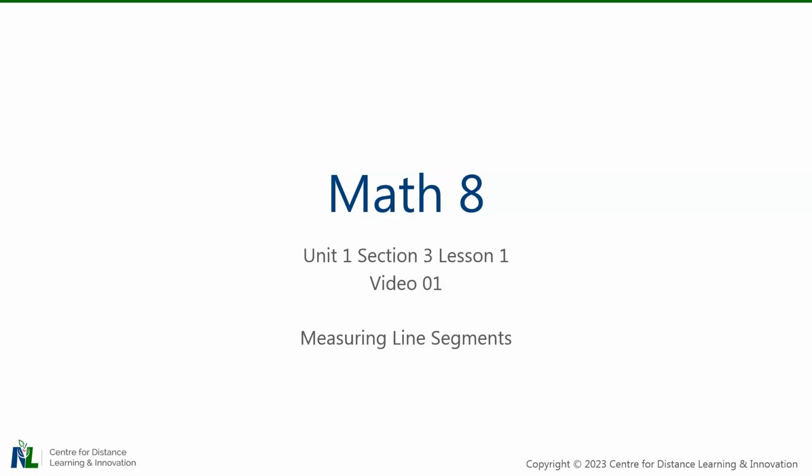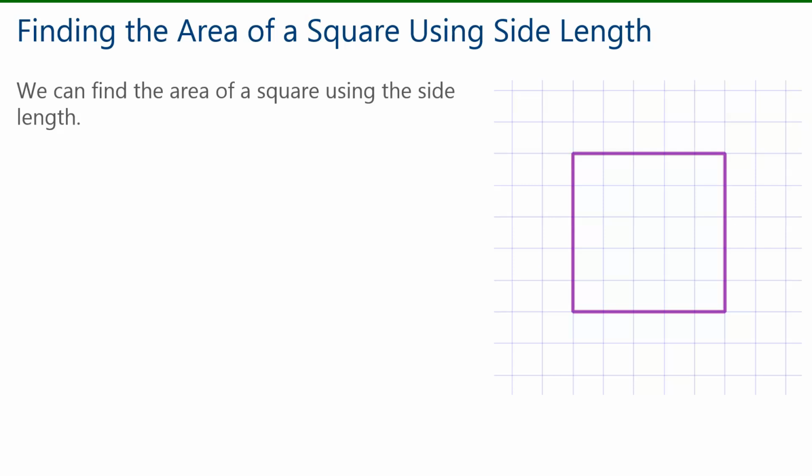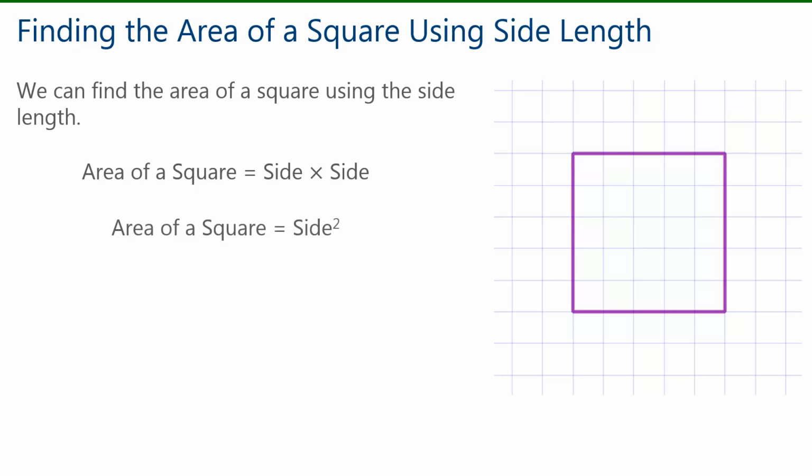This is Ms. Clemens-Brenton, and in this video, we'll look at how to measure line segments. We can find the area of a square using the side length. If you recall, the area of a square is the side multiplied by the side, or we can say the side length squared. So when we look at this particular square, if we count the blocks on the side length, 1, 2, 3, 4, 5, we can say that this square has a side length of 5 units. So to find the area, we would say 5 times 5, which would be 25 units squared.